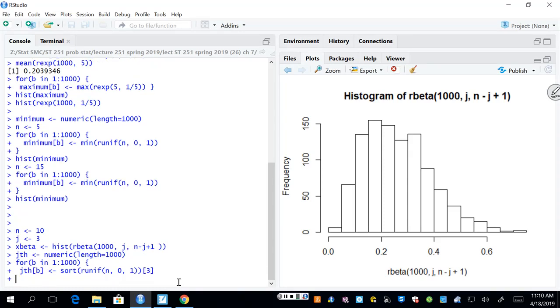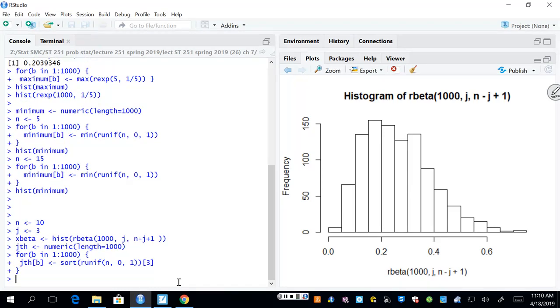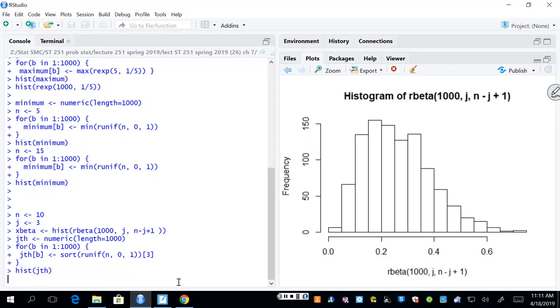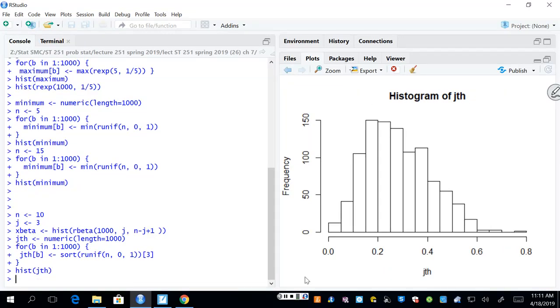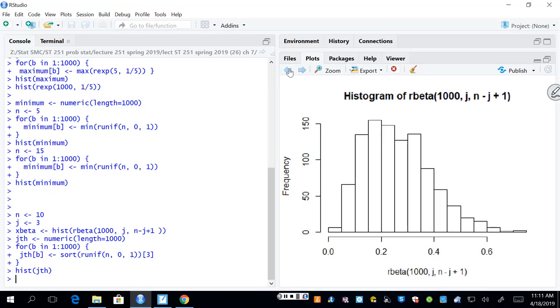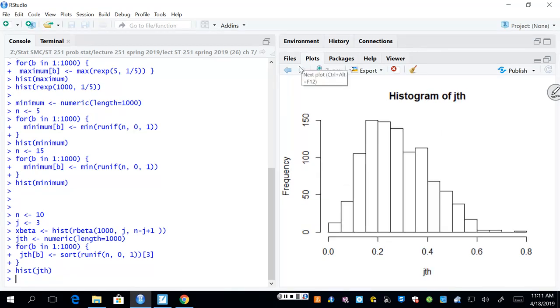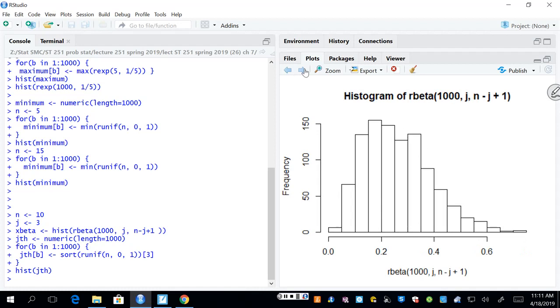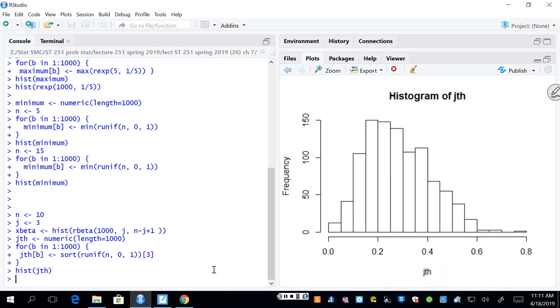Go through that process 1,000 times. What does the histogram of the jth one look like? It looks pretty much like that beta distribution. It's a different sample, so it's a little bit different, but it looks quite similar. The mean of our x beta, I call it a histogram.